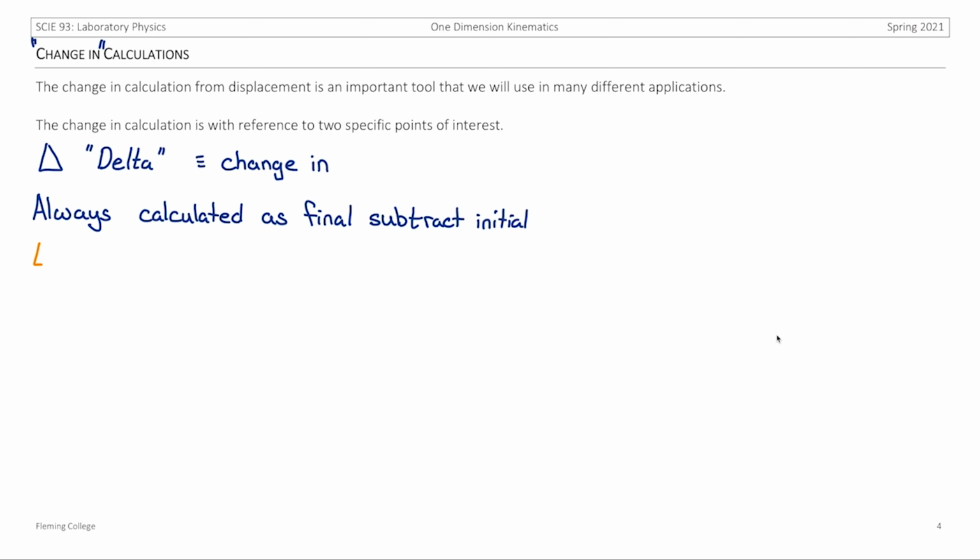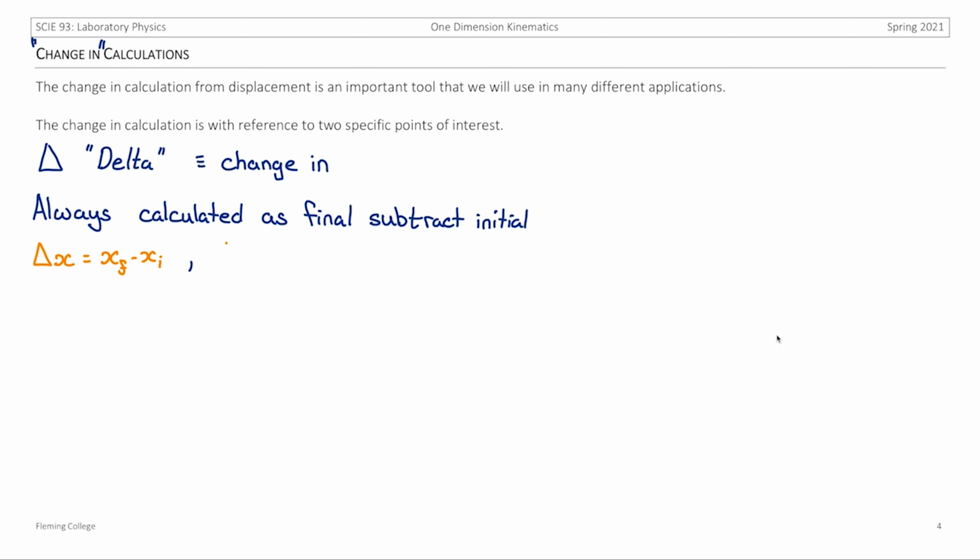One of the common ways to represent a displacement is the delta x formula, and that would be equal to x final subtract x initial. The subscripts can change, and so too can the symbols. So some of our calculations will be done in the x direction, but some of them could be done in the y direction. So we could calculate a change in y position.